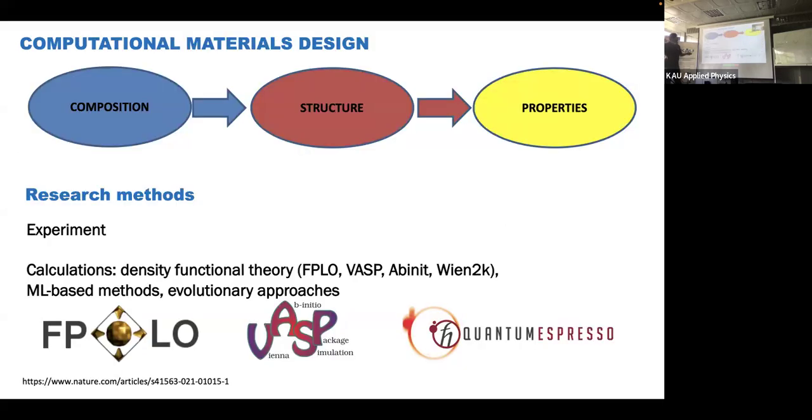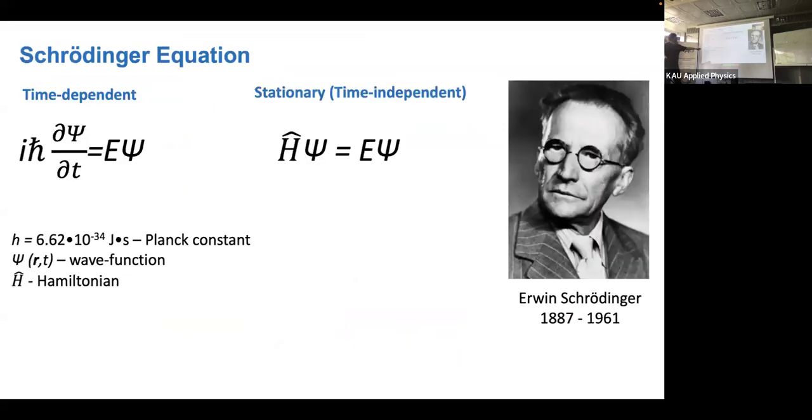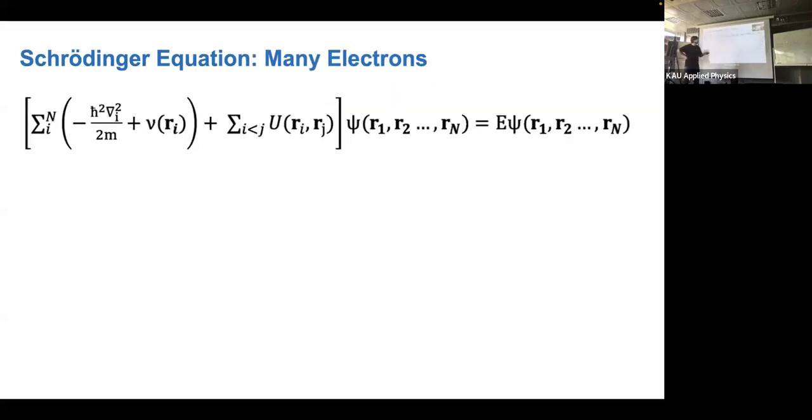Okay, how to get from here to here? We should solve the Schrödinger equation. Two types of Schrödinger equation: time dependent, it's crazy, and stationary. So we worked with the stationary Schrödinger equation, and here is the Hamiltonian, here is the eigenvalue, which is the energy of our system, and the psi function. And for many electrons, for n electrons, this equation is too hard to solve.